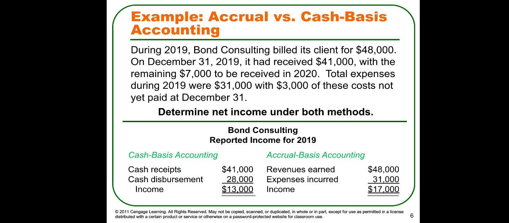And then how much is the expenses? Okay, see here, total expenses in year 2019 were 31,000, but 3,000 is not yet paid. So how much is the expense according to cash basis accounting? The expenses are 31,000 minus 3,000. So to calculate cash basis accounting, the cash disbursement or the expenses equal 28,000. So according to cash basis accounting, the profit made by this business is 13,000.